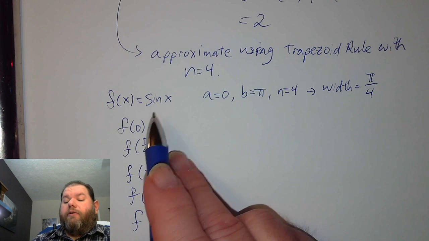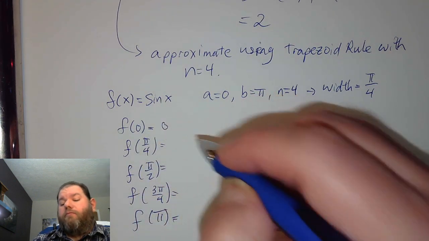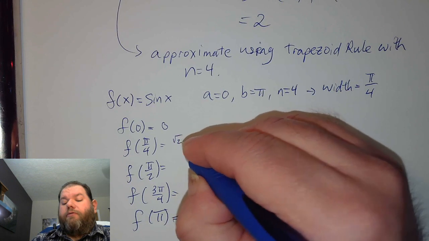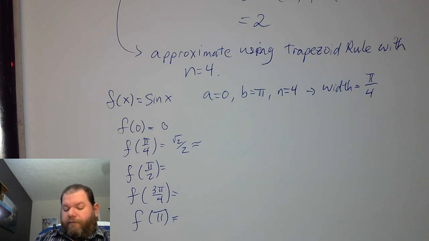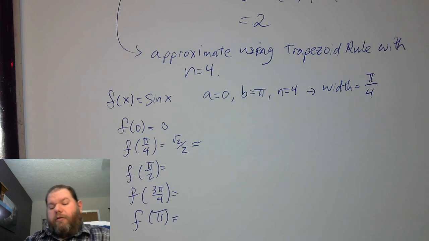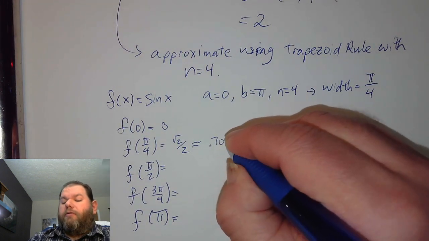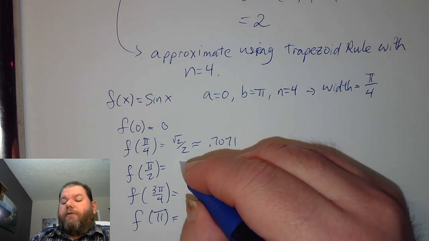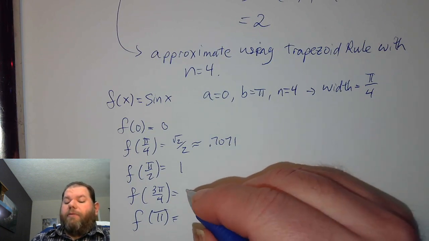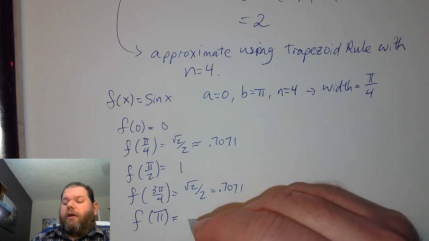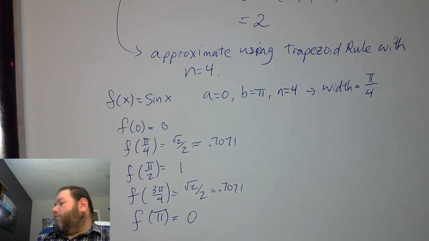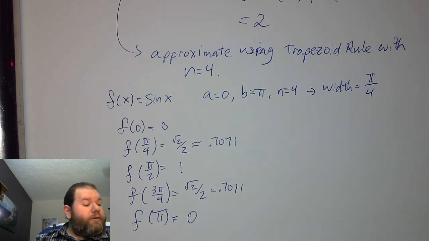Okay. So sine of 0 is 0. Sine of pi over 4 is root 2 over 2. And that's not 1 point, it's 0.707 something. Root 2 divided by 2, 0.7071. Sine of pi over 2 is exactly 1. Sine of 3 pi over 4 is square root of 2 over 2. And sine of pi is 0. Which is interesting. Our endpoints are 0.